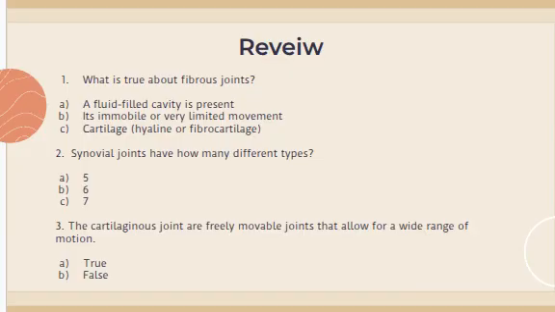And then 3, we have the cartilaginous joints are freely movable joints that allow for a full range of motion. True or false? If you select B, false, that is correct, because remember, cartilaginous joints are kind of movable but not as freely movable as synovial joints. So just keep that in mind.